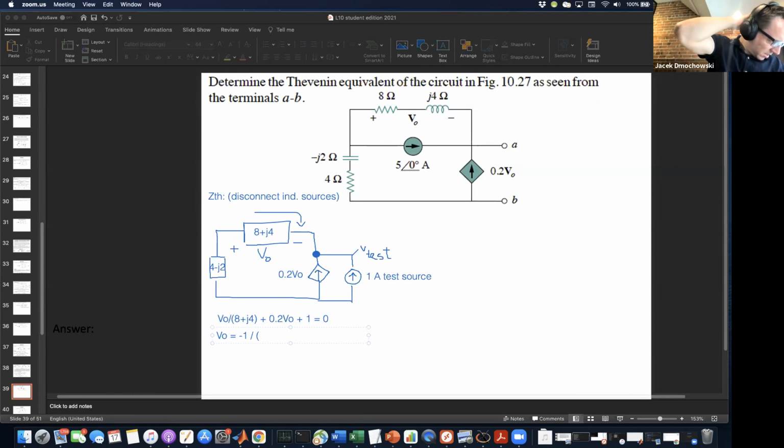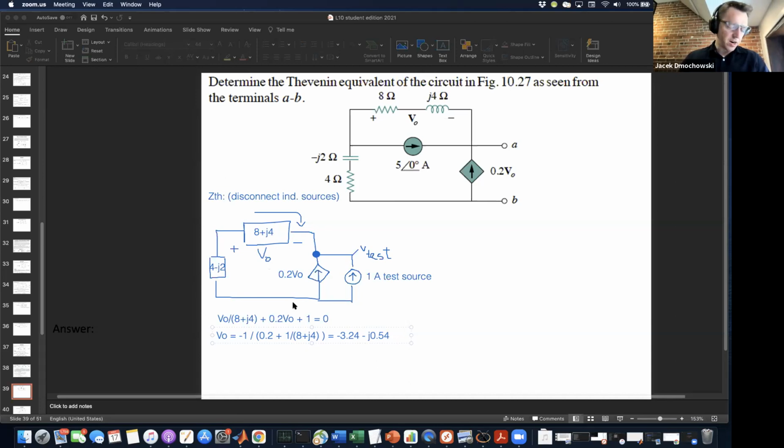How did I do it here? So -1, 0.2 plus 1 over 8 plus J4. It's a little bit ugly without being able to write the fractions in. And it's going to give you the answer 3.24 minus J0.54. So that's not the answer for the V test. That's just the answer for V naught.